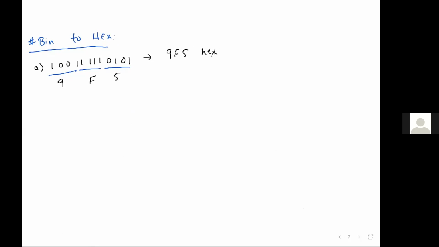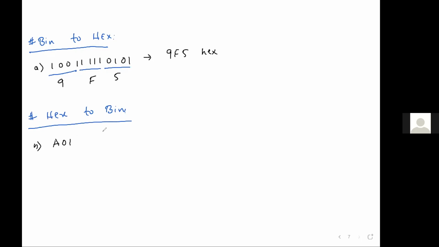Okay. Now let us do the opposite. That is hex to binary. That is also very easy. Hex to binary. All right. So let us take any hex number. Let the hex number be A01.